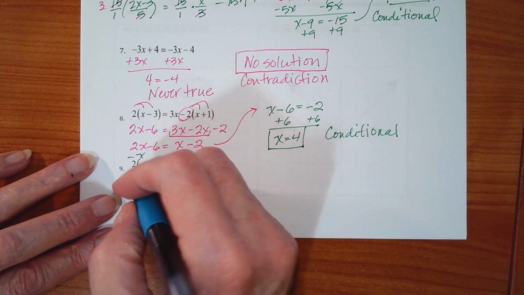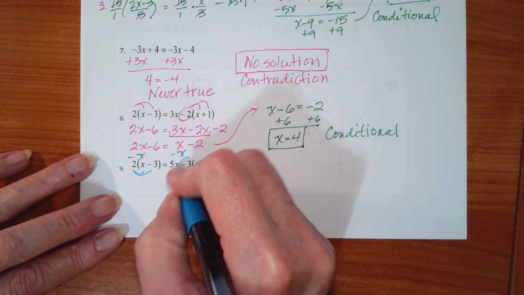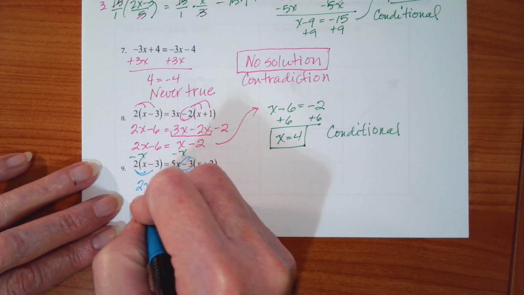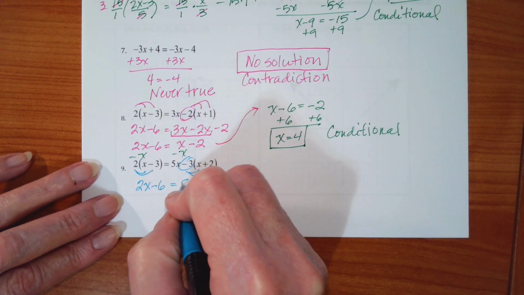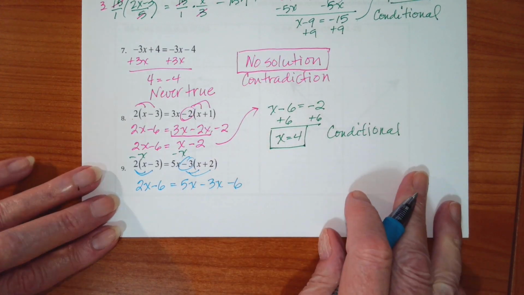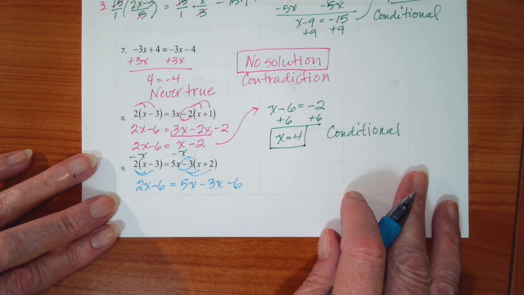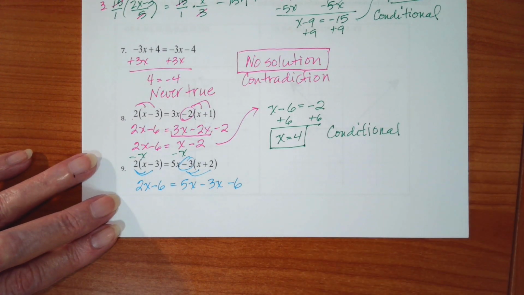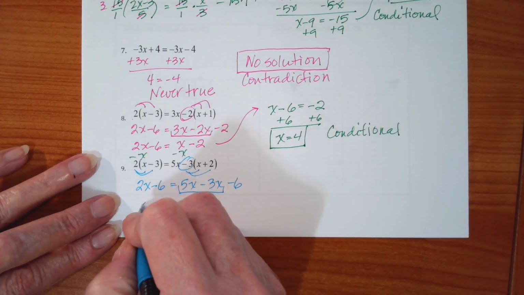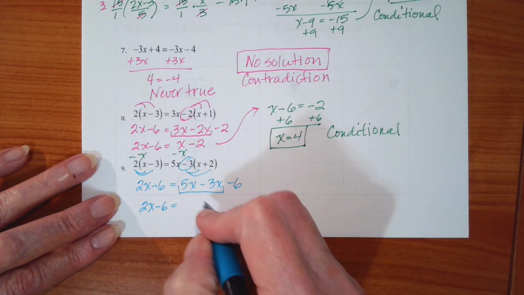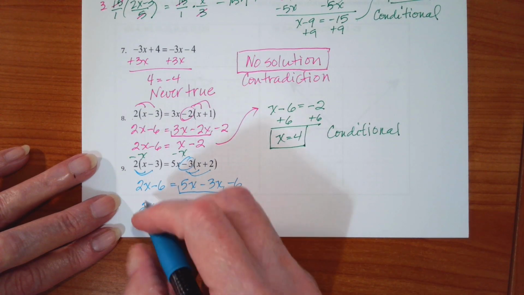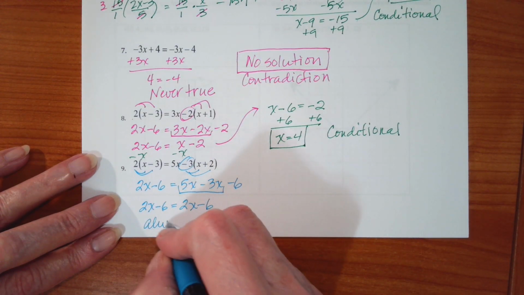Okay, so my next one here, I'm going to distribute again. Oh, this looks very much like the last one. All right, let's see what happens. So this gives me 2x minus 6 is equal to 5x minus 3x minus 6. Okay, so I can combine my like terms here. That gives me 2x minus 6 is equal to 2x minus 6. This is always true.